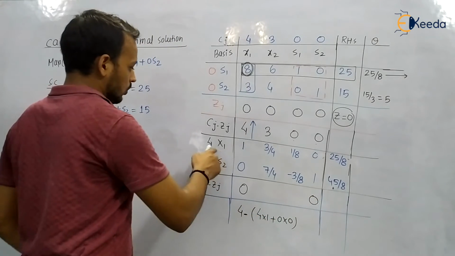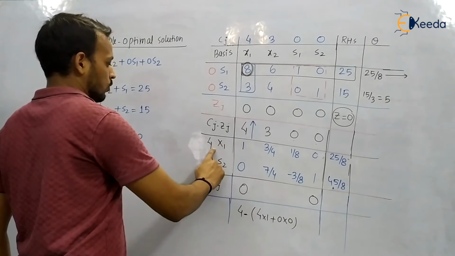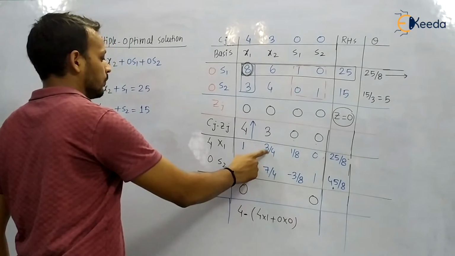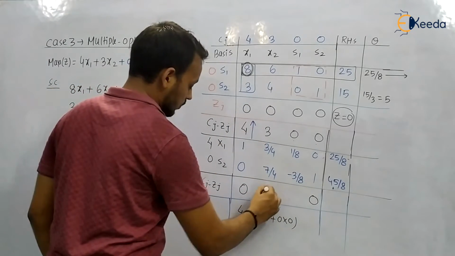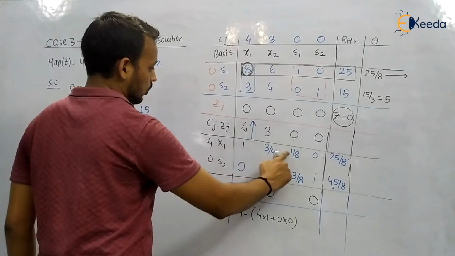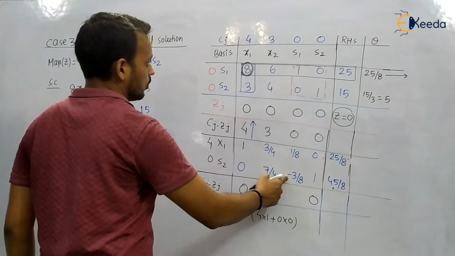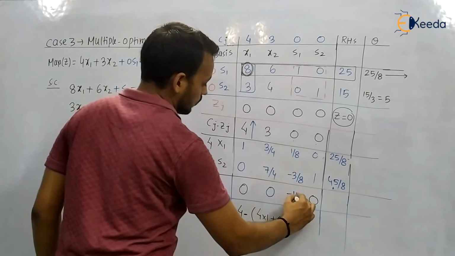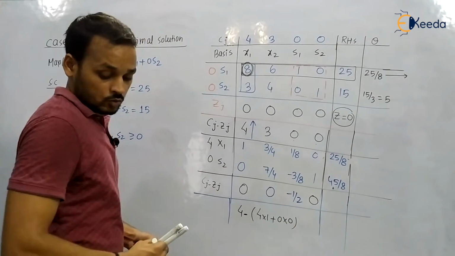Now you have to do 3. This will be 4 into 3 by 4. So it is going to be 3. Okay, this is going to be 0. 3 minus 3, it is again going to be 0. And here you can see 4 into 1 by 8. So it is going to be 1 by 2, and this is going to be 0. So 0 minus 1 by 2, this is minus 1 by 2.